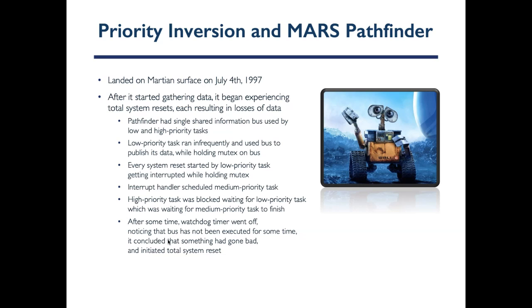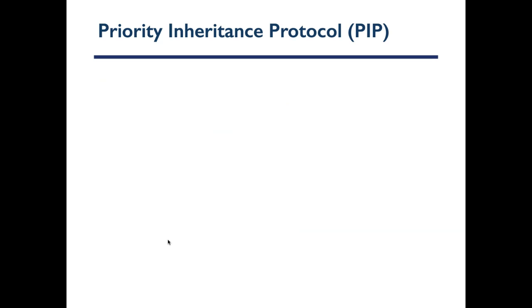So it would reset the entire system, and every reset would lead to loss of data. So all the data would be lost. The system would be just reset. And the unfortunate fact about this was that this kept happening. It didn't happen only once, it kept happening. So the system, right after it started, began to experience frequent resets. I think eventually they fixed it. I think they fixed the problem remotely. Anyways, that's one example that this actually happens in reality.